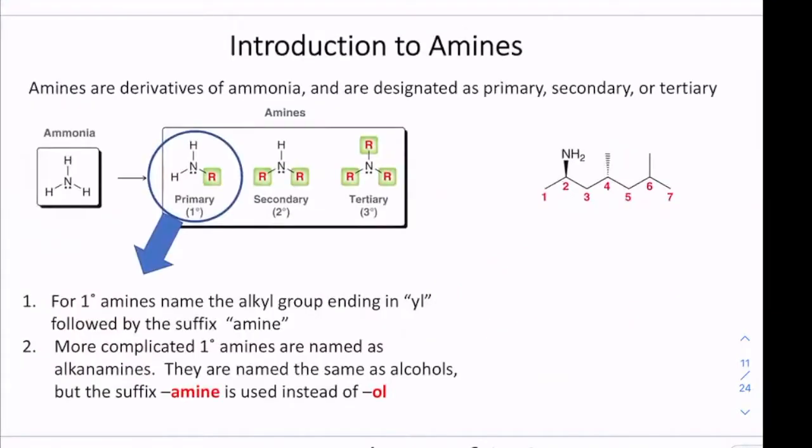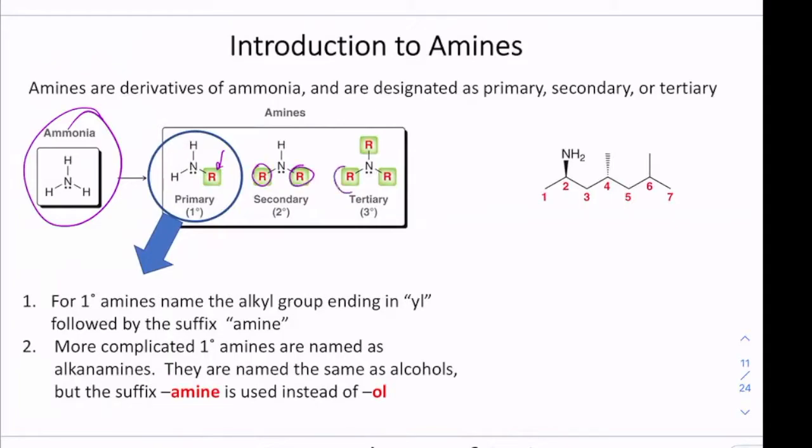In order to talk about nomenclature of amines, we have to give a little bit of background first. Amines are all derivatives of ammonia, and in some cases we have the nitrogen that has 1 R group or 1 carbon attached. That's primary. In some cases we have 2 R groups attached. That would be a secondary.